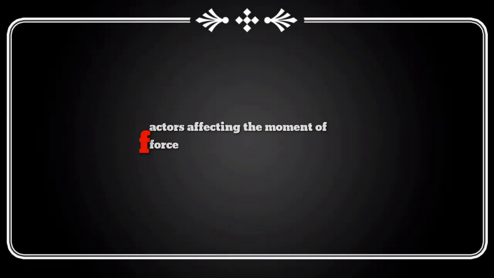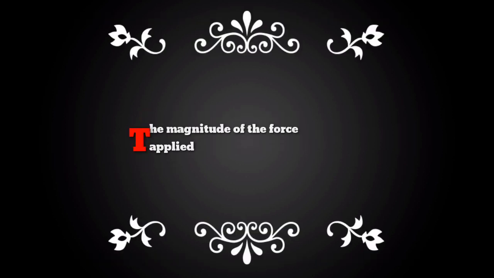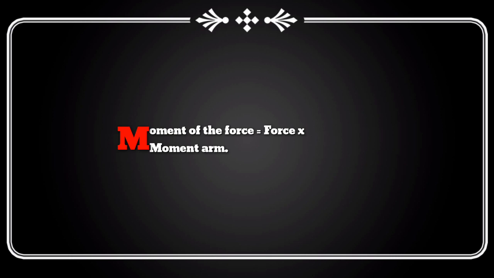So there are some factors which affect the moment of force also. What are the factors? Let us see. The moment of force depends upon the magnitude of the force applied and the perpendicular distance from the fixed point to the line of action of the force. This distance is known as the moment arm. Mathematically, we can say that the moment of the force is equal to the product of the force applied and the moment arm.